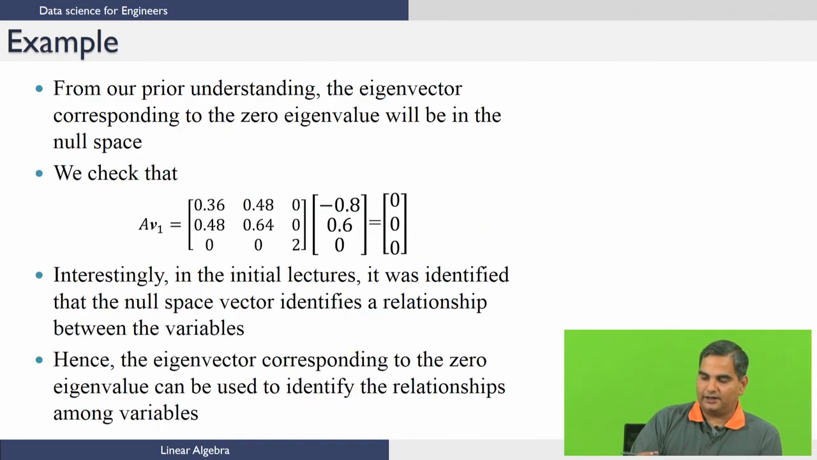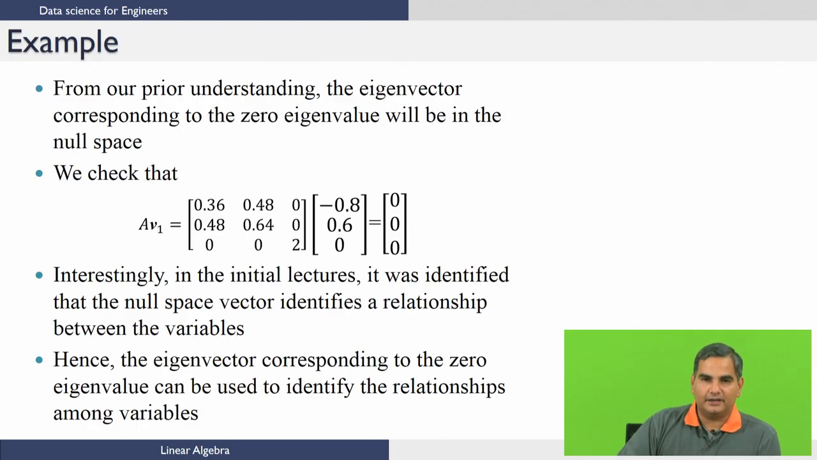So, let us first check A times nu 1. This is the A matrix. I have A times nu 1 here, and you can quite easily see that when you do this computation you will get 0 0 0, which basically shows that this is the eigenvector corresponding to the 0 eigenvalue.